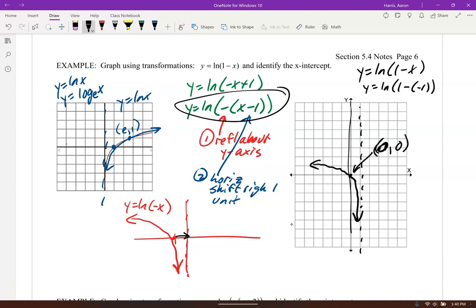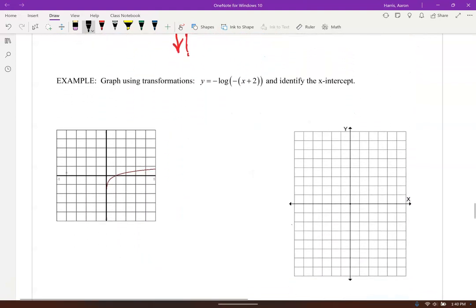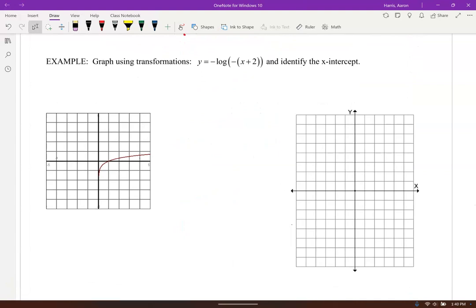There's my axes right there. Good grief. So I'm throwing in 0. Sorry about that. Again, I labeled that wrong right there. That's 0, 0. So we got the natural log of 1. The natural log of 1 is 0. So there's your x-intercept.